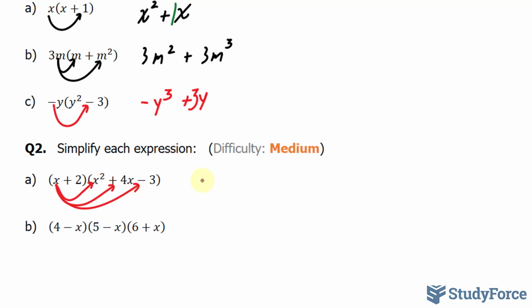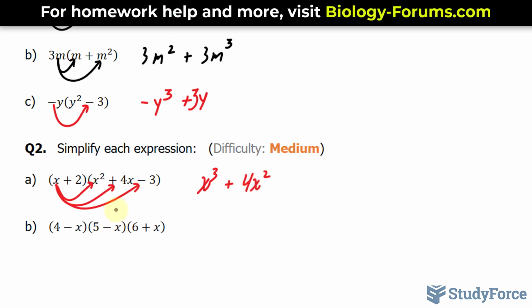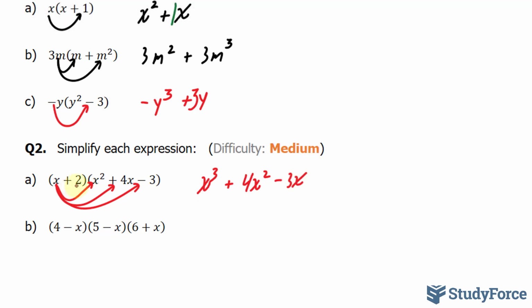So x times x squared is x to the power of 3. X times 4x is 4x squared. X times negative 3 is negative 3x. Once you've finished with all of the terms in this bracket, then you move on to this next term. Positive 2 times everything. So we have 2 times x squared is 2x squared. 2 times 4x is positive 8x. And 2 times negative 3 is negative 6.